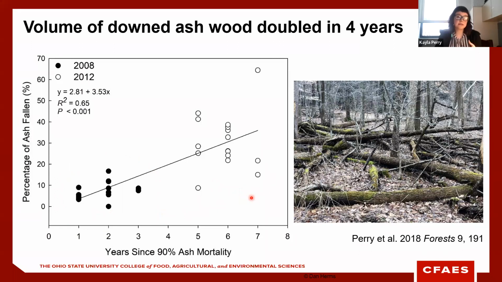Once a stand is significantly impacted by ash mortality, you see this major pulse of woody debris that accumulates on the forest floor. So we might expect trees within landscapes to fall just as quickly. And so this is important if you have a lot of dead ash in your forest, in your landscape, to deal with it before it maybe becomes a safety hazard.